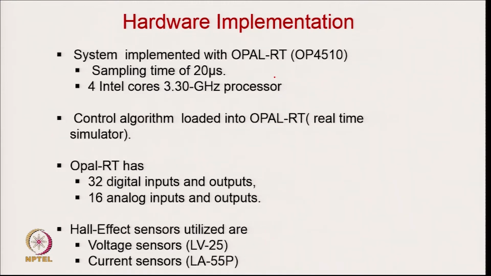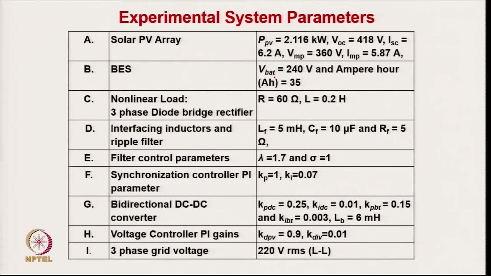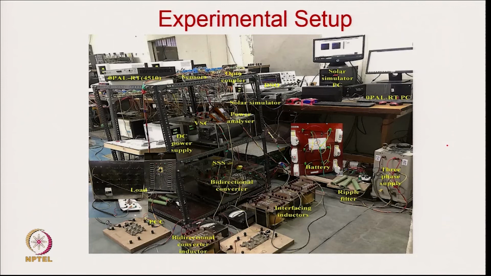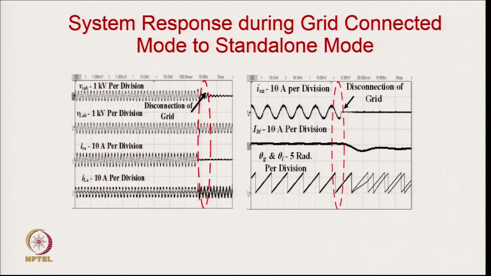A processor, typically an Opal-RT, is used for implementing the control algorithm with a current sensor and voltage sensor in the practical system, and these are the data of the practical system. This is a photograph of the practical system, and you can clearly see here that the grid is disconnected.